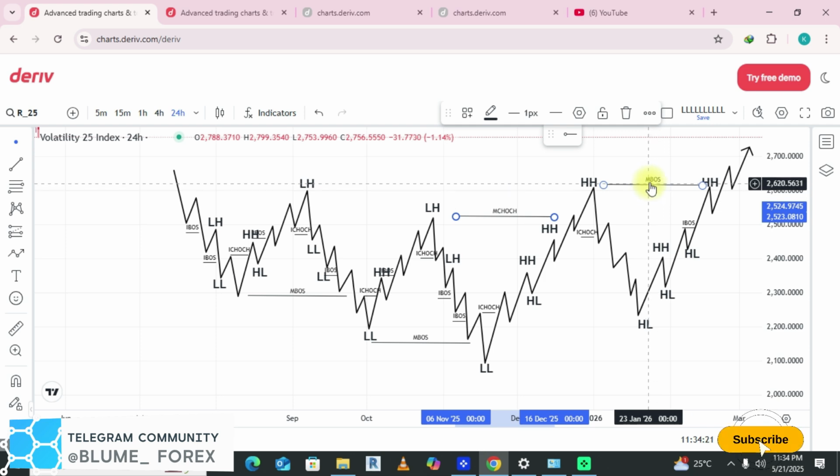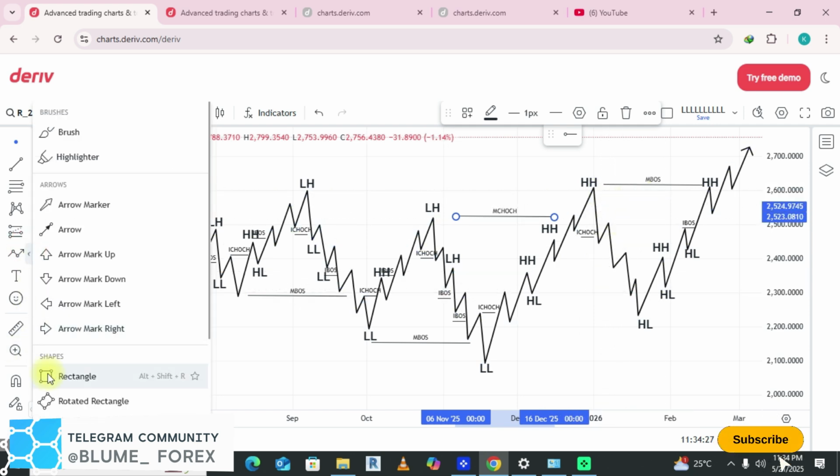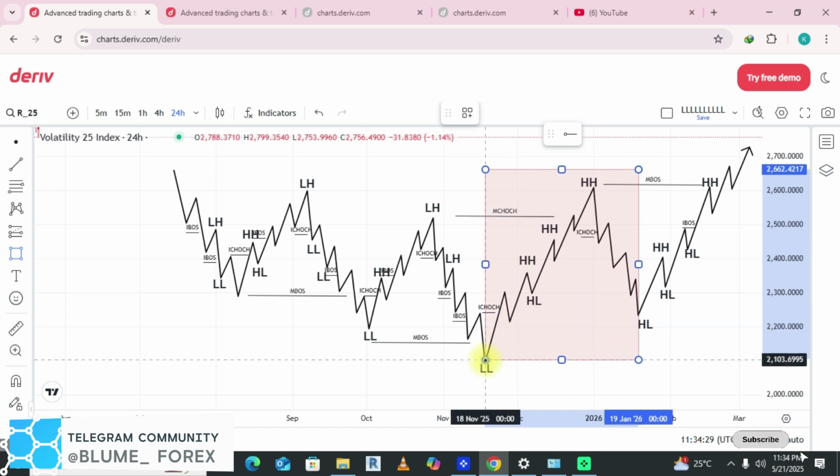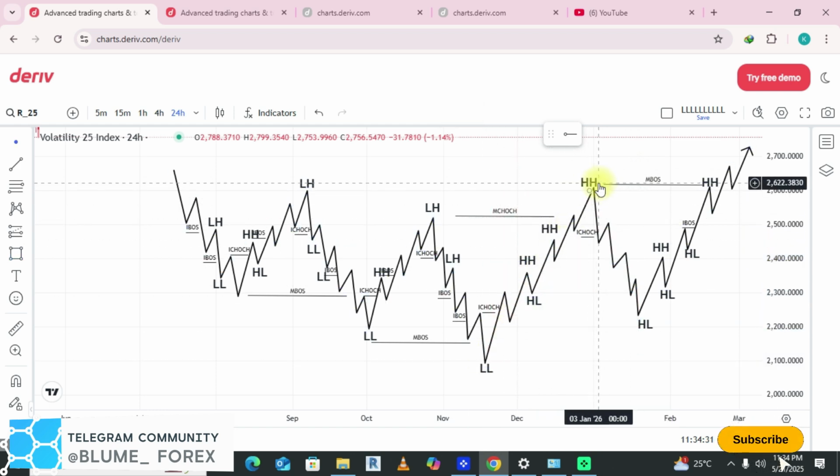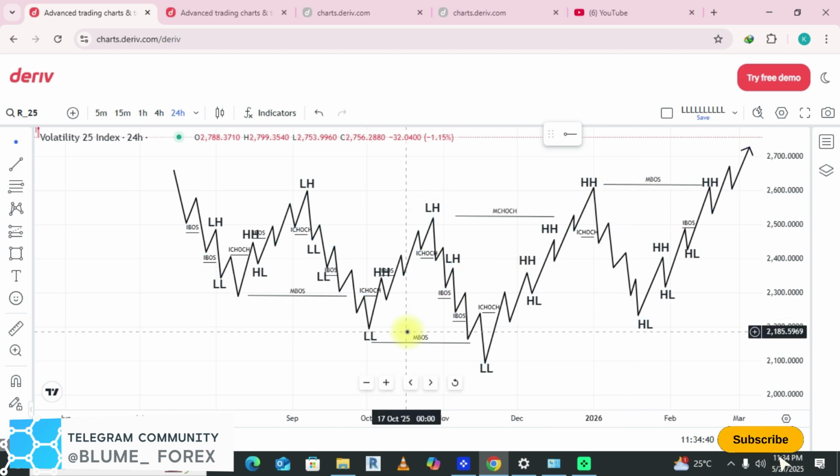So the reason why this is a major break of structure is that this structure was broken on what, on a major level. So this whole structure, this is the high, right, and this is the low, and the high has been taken out. After this high, no other high can be seen. So right, this becomes a major structural break.